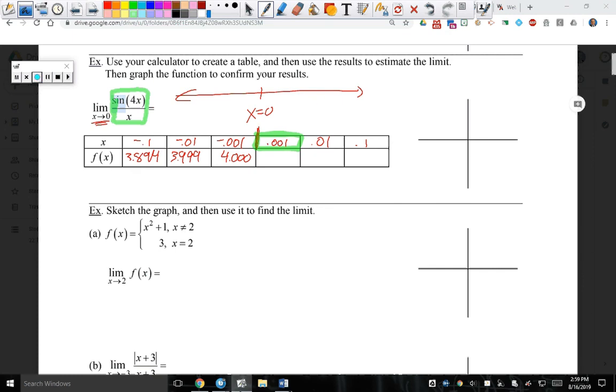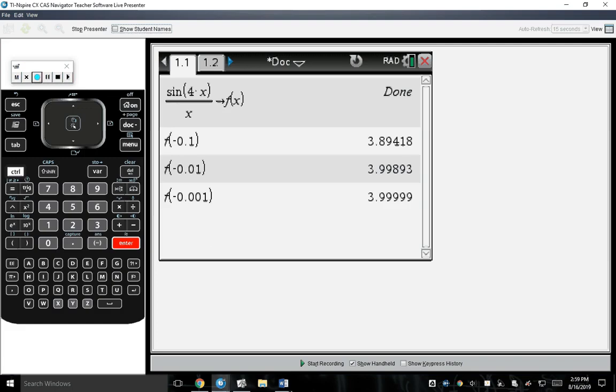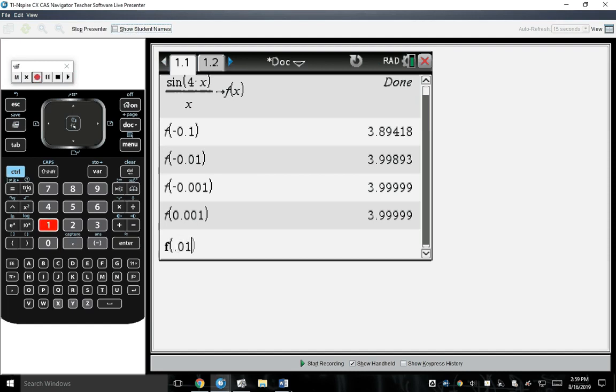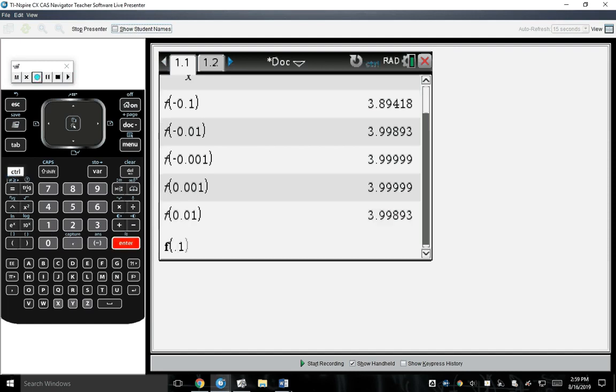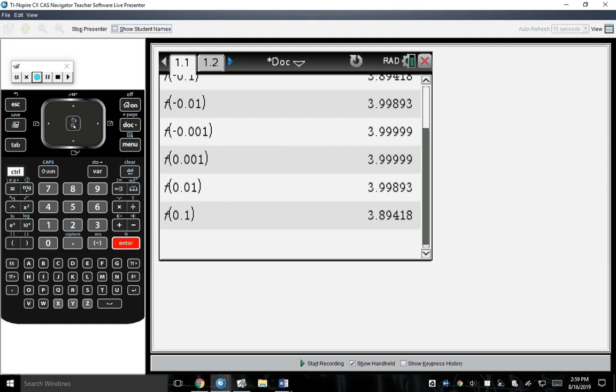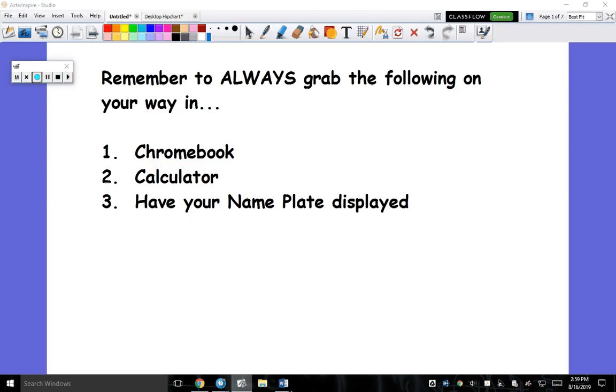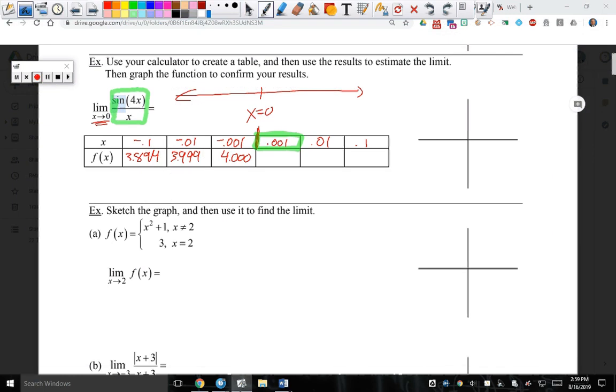So now let's keep going on our calculator. We're going to do the positive side now. What's f of 0.001? What's f of 0.01? What's f of 0.1? And notice the progression of these numbers. So we will have 4.00, then we'll have 3.999, and then we'll have 3.894. It almost looks like a nice mirror image of it.